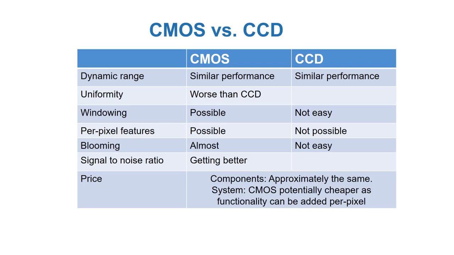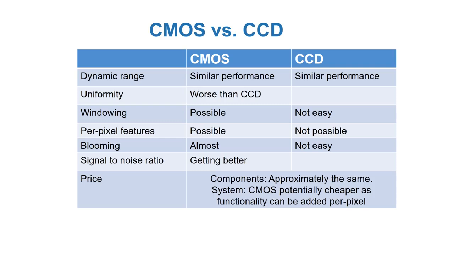CMOS has a design that has inherent uniformity issues, but the differences is basically negligible in today's technology. Both windowing and per pixel features is possible and advantageous for CMOS, which is typically problematic to implement for CCD-based cameras. However, one aspect really sets the sensor apart, and that is the sensitivity to blooming. CMOS has an inherent protection to blooming, while for CCD, great efforts need to be taken to tackle the blooming issue.